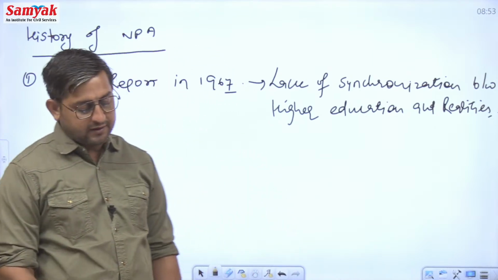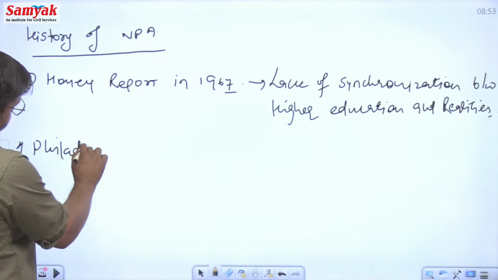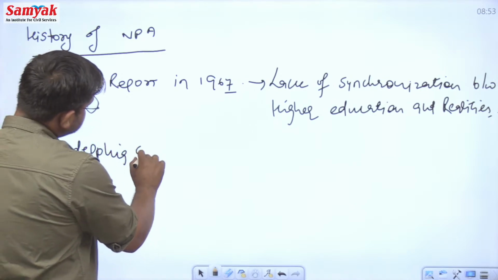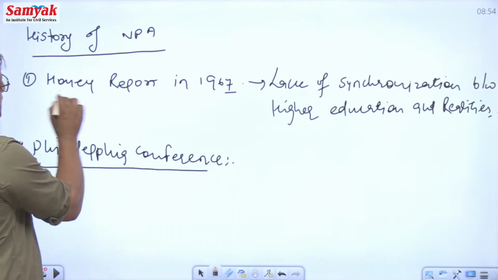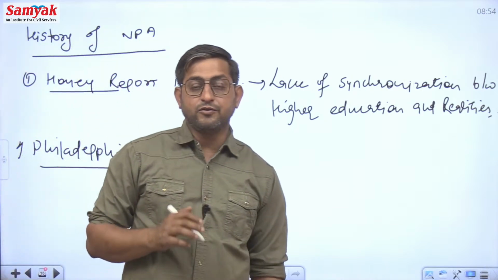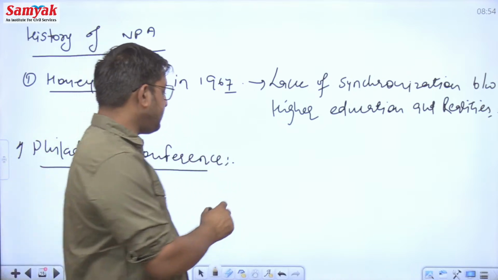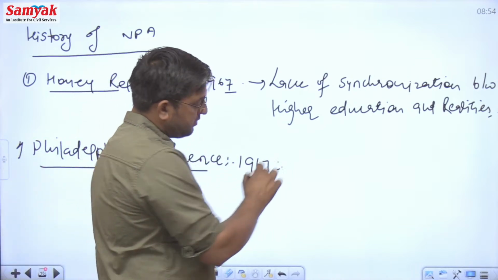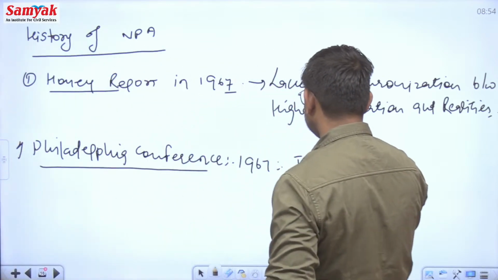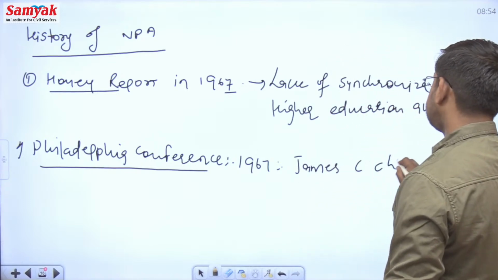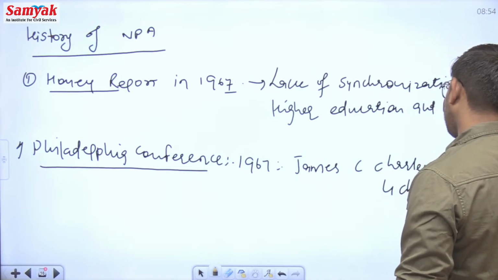Similarly, there was a concept that is known as the Philadelphia Conference. Remember that all these things can come separately in the 2 marks. For example, they can ask you to comment on the Honey report. They can ask you to comment on the Philadelphia Conference. अभी Philadelphia Conference क्या थी? ये हुई तो 1967 में ही थी. अब इसमें क्या हुआ? This was chaired by James C. Charlesworth. He was the chairman of this conference.